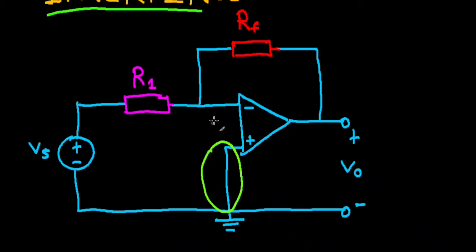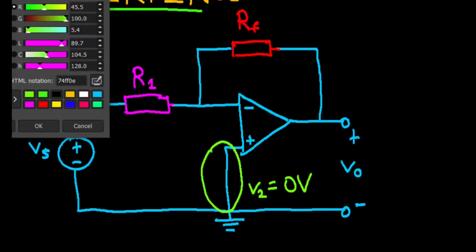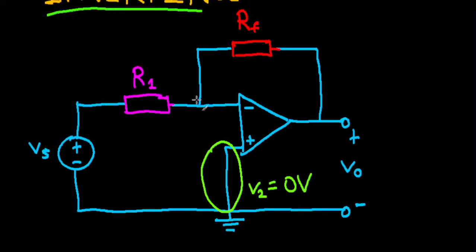So this is the same node. This is the ground, and this is my non-inverting input. So this is V2, and we see that this is equal to 0. This is the ground basically. So if this is 0, and again we're assuming that this is an ideal op amp, this is also going to be 0. So my V1 is also going to be 0 for this whole node. This whole node is basically my V1. So V1 is equal to 0 volts.